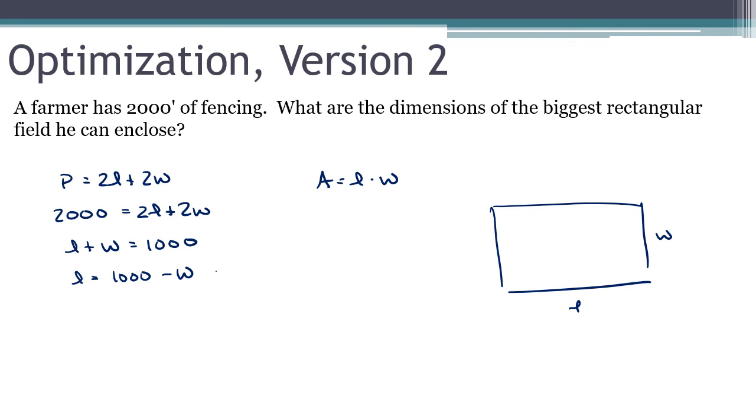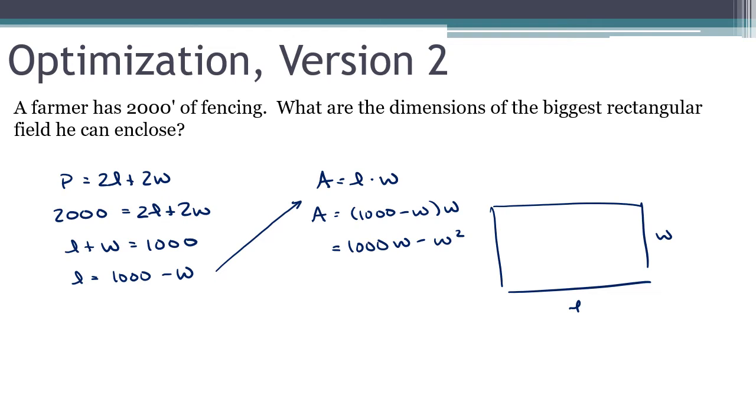Now I'm going to substitute that into here. Then my area formula becomes area equals 1000 minus W times W. And if I multiply that out, this is 1000W minus W squared, and that's a quadratic equation that we're trying to optimize. We're trying to maximize.